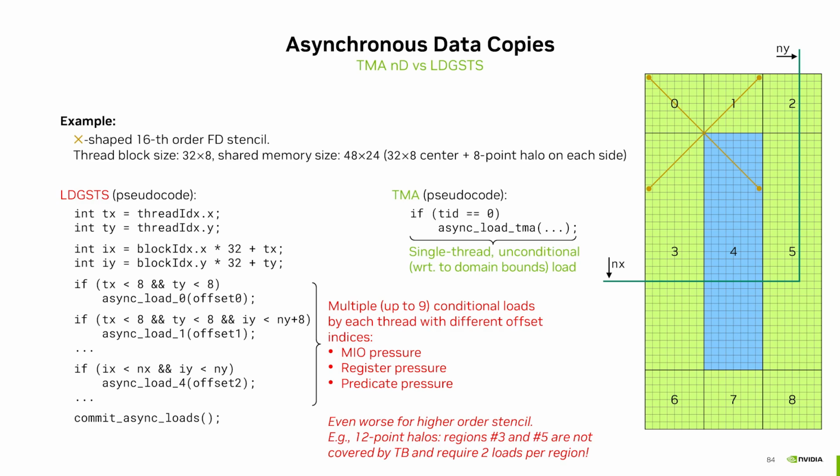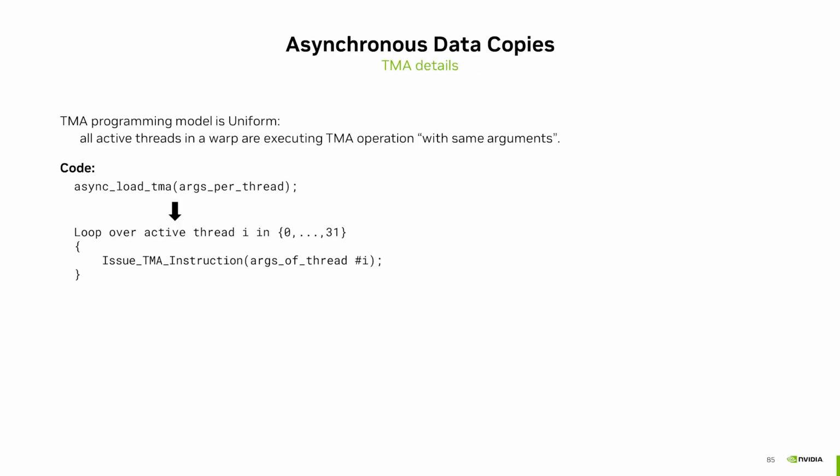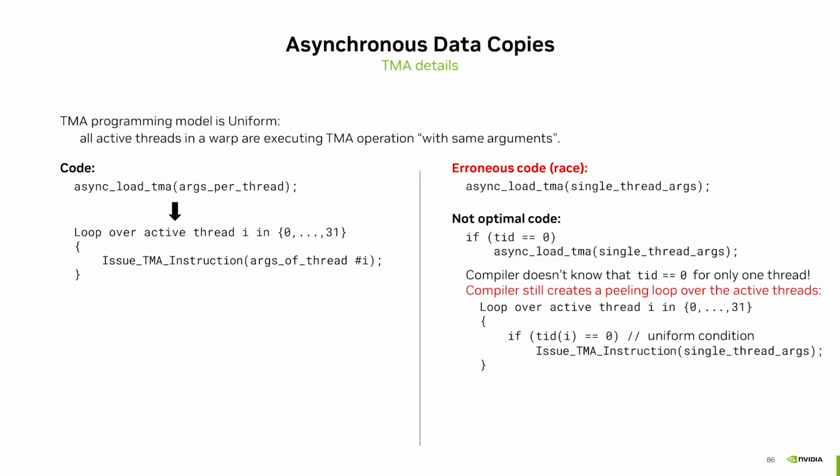OK, it's important to know how TMA actually works. All the copies are fired uniformly by a warp, which means that in a rare case, when you have code where each thread fires a TMA copy with thread-dependent parameters, the compiler will create a spilling loop over all these active threads within the warp. And within the loop, it will fire TMA instructions with the arguments of a particular thread. Typically, you just want to fire your TMA with a single thread. And in that case, you need to make sure you don't forget this if statement. Otherwise, you get multiple copies into the same destination, which is a data race.